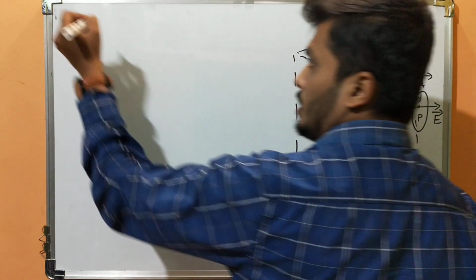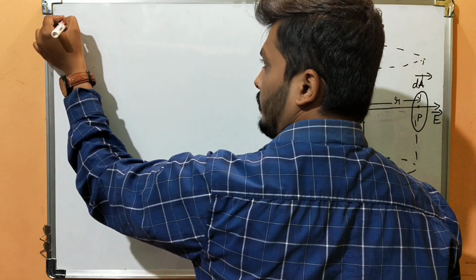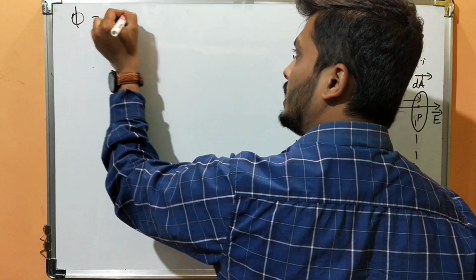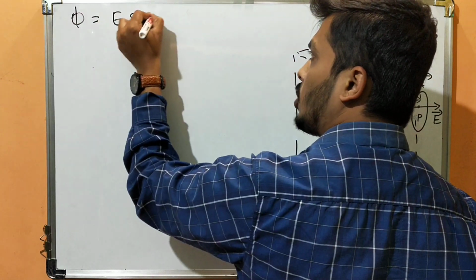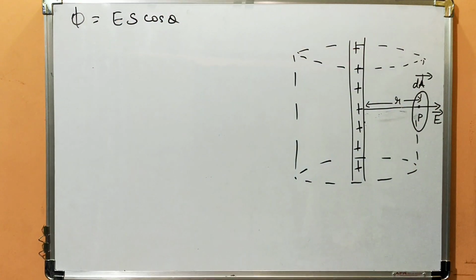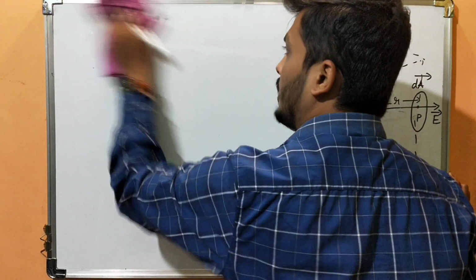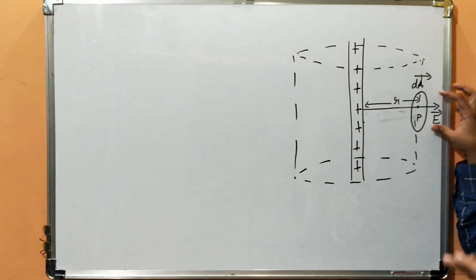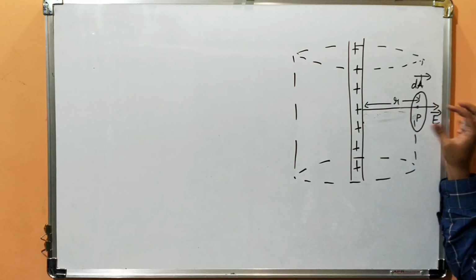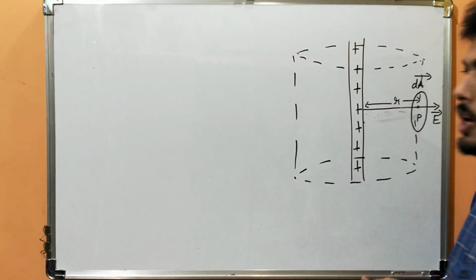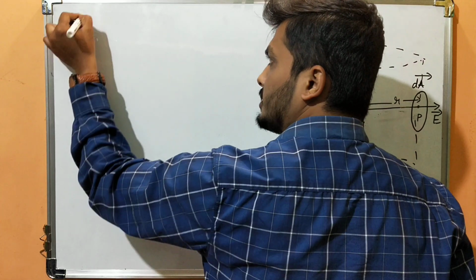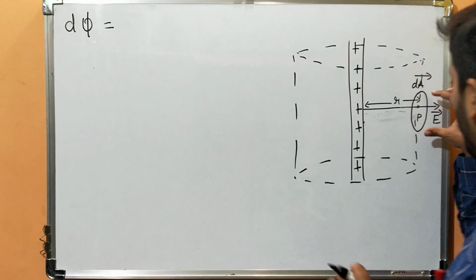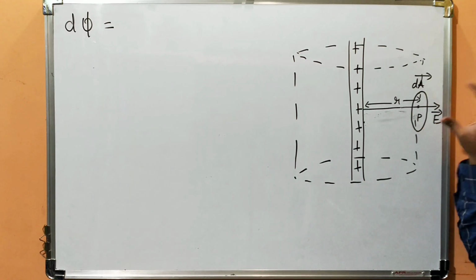Now we know the formula for electric flux. Electric flux is given by what? Phi equals E S cos theta, that's the simple formula, or E A cos theta. But here we have considered this small surface. So this small surface area and this electric field will give me a small flux, that is d phi. Here d phi indicates small flux for this small cross-sectional area dA.